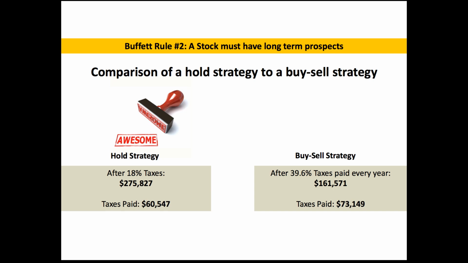The irony that I see is that when you look at the taxes that are paid, the taxes that the person paid were actually very similar, but the amount that you have in your bank account is drastically different. So this is Warren Buffett's second rule, that a stock must have long-term prospects. And the reason that he likes the stock to have a long-term prospect is because he doesn't have to pay as much in his taxes. He's avoiding paying that enormous capital gains tax by not trading it every other month or every few years.